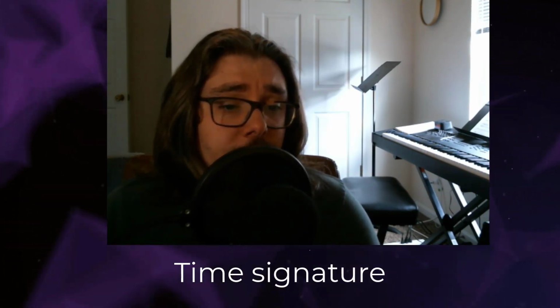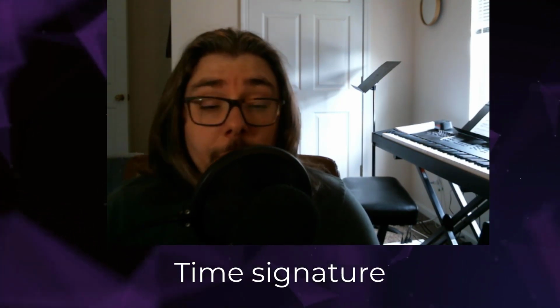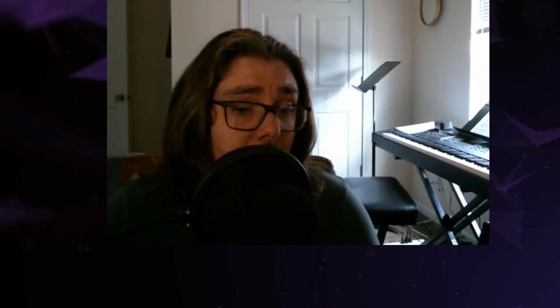The time signature determines what the meter is, how many beats are in a measure, and what denomination of note gets the beat. We will talk more about time signatures in a moment.